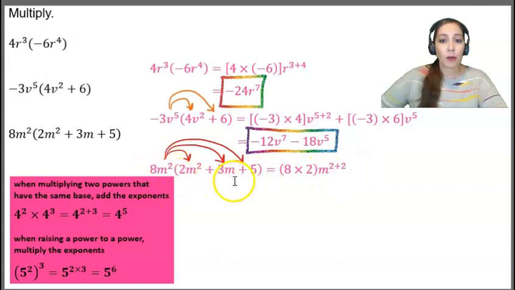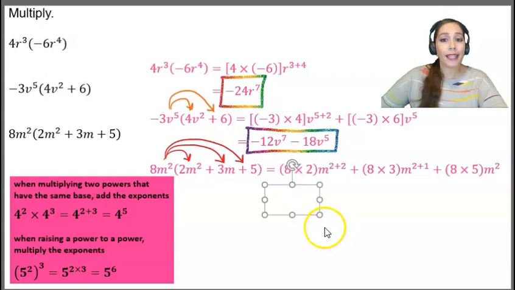Then we'll have 8m squared times 3m, so we will multiply 8 times 3 together, and then we will take the m squared times m. Now m doesn't have any exponent on it. Remember, there's always an exponent there. It's always a 1 if you don't see something written there. So I really have m squared times m to the first power. So since they have the same base, we can add those exponents of 2 plus 1. And then on our last one, we have 8m squared times 5. So we're going to multiply 8 times 5, and then we have just 1m squared because this one over here doesn't even have a variable.